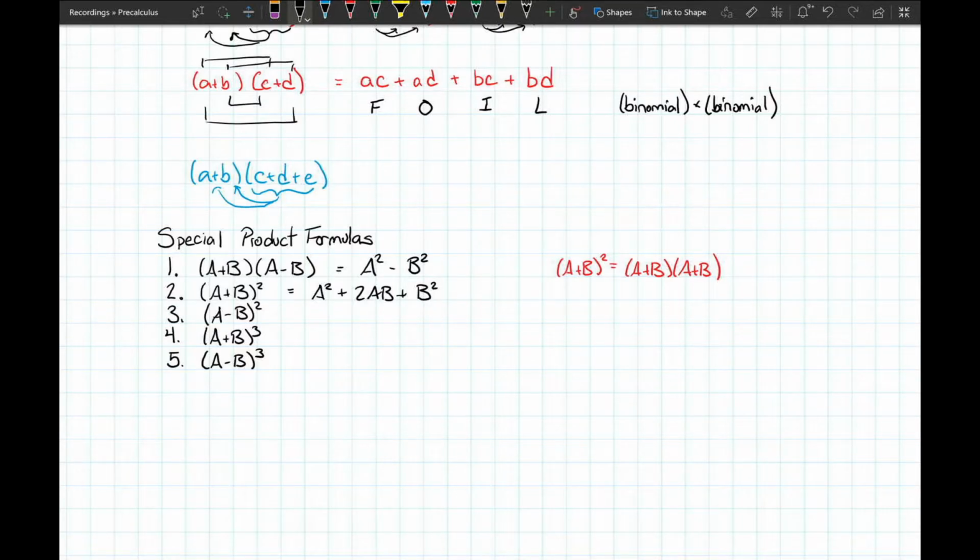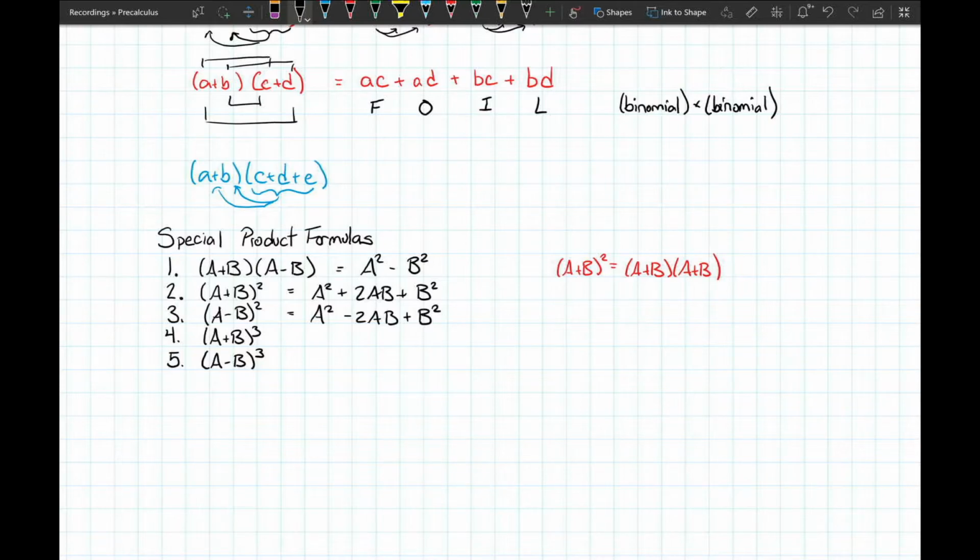And you might want to remember that one as square, double the product, square. It's A squared plus 2 times the product of AB plus B squared. And the next one down is more or less the same, but because there's a minus sign in there, A squared minus 2AB plus B squared. That is also square, double the product, square, except that when you have negative B times negative B, you end up with a positive B squared.